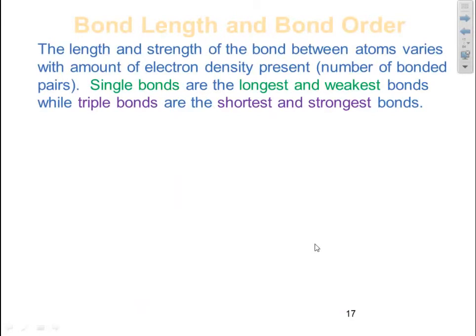The length and strength of a bond between atoms varies with the amount of electron density present. That means the number of bonded pairs between 2 atoms. Single bonds are the longest and weakest bonds, while triple bonds are the shortest and strongest bonds.